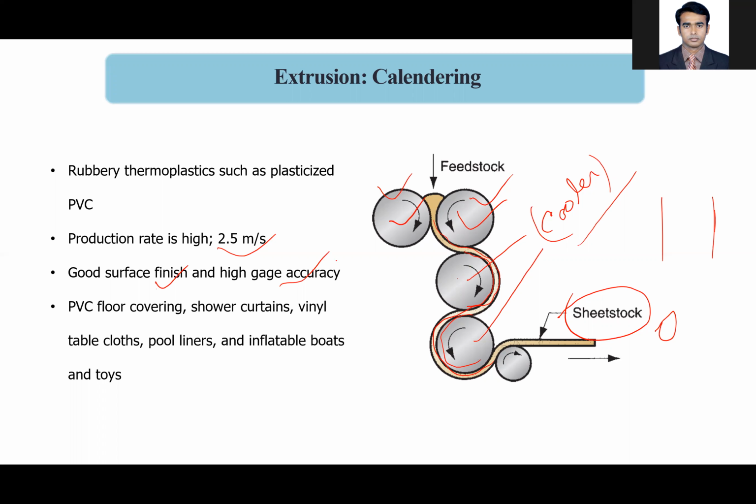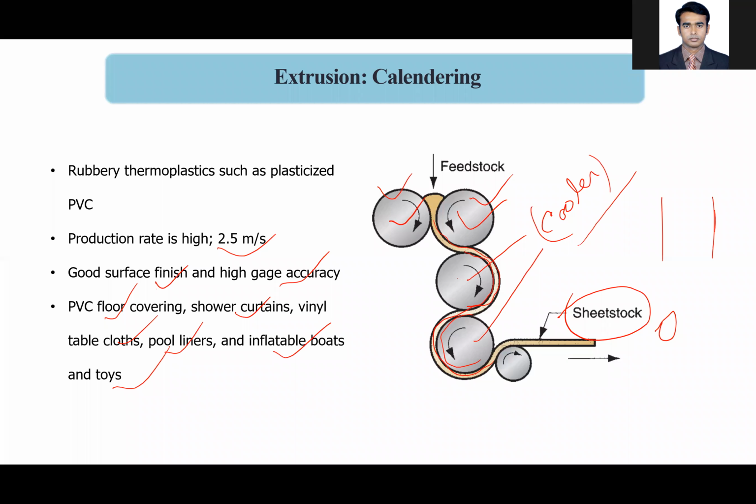The applications of these kinds of products are mostly sheets, like tablecloths or floor coverings that we use as floor mats, shower curtains, which are strong and also thicker, and pool liners, tablecloths, inflatable boats, toys. We can make a lot of things actually using these sheets.